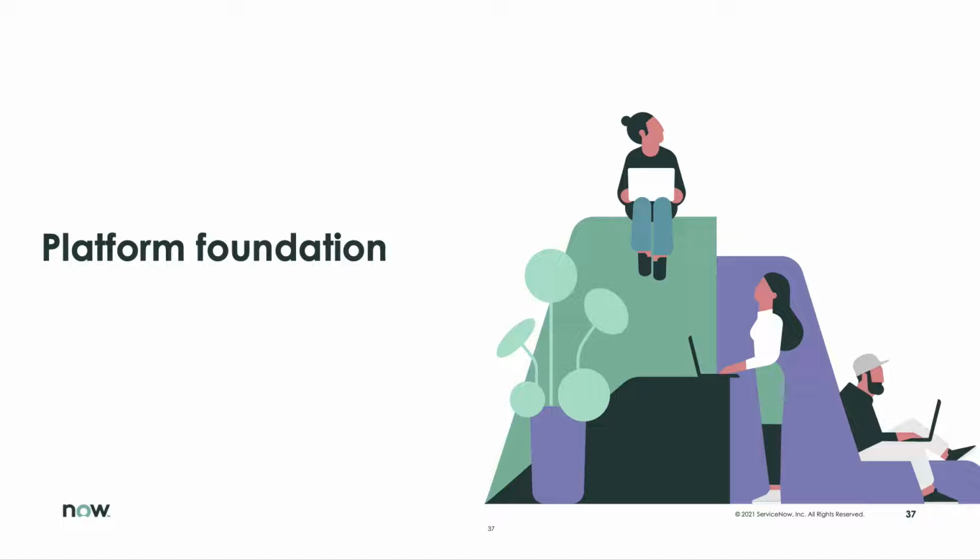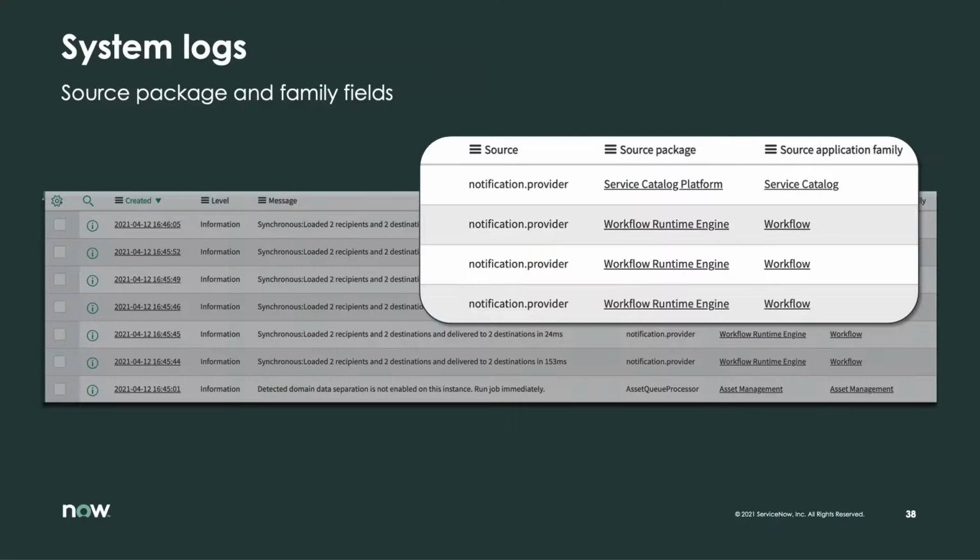Okay, I want to point out some updates to the Platform Foundation that you may be interested in. First, the system logs have a couple of new fields to help you analyze and debug a little bit quicker. The source field has always been there, always will be. You can see it on the inset on the left there. We've also added the source package and source application family fields to help you debug. I'm always doing show matching and filtering out various columns and field values, so this will help you get to the good stuff in the log that you need.